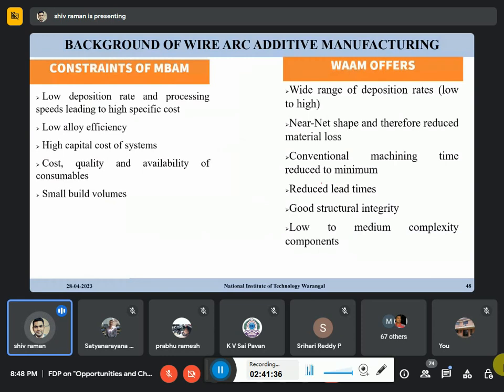Wire arc additive manufacturing comes under the category of metal based additive manufacturing. If you consider other metal based additive manufacturing processes, they offer a low deposition rate, significantly high cost, significant material wastage, and the size of the component is limited. But WAAM offers a higher deposition rate and the material utilization is 100%, there is no wastage. Whatever you are supplying is completely melted and deposited. It reduces the buy-to-fly ratio and can be helpful to develop components with lower complexity.